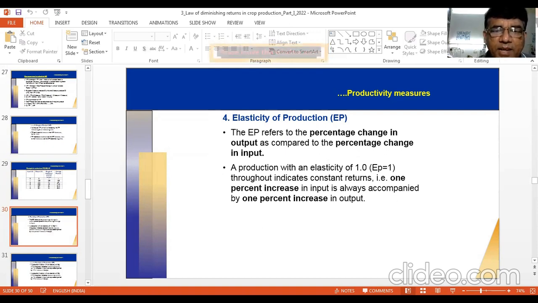A production function with an elasticity of 1 throughout, EP equal to 1, indicates constant returns. If your EP value is 1, then you have constant returns. That means a 1% increase in input is always accompanied by a 1% increase in output. That is your elasticity of production, 1. 1% by 1%, you get 1.